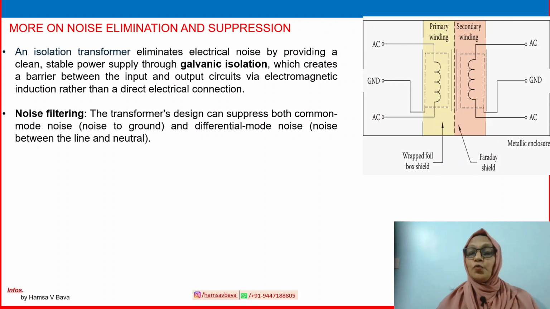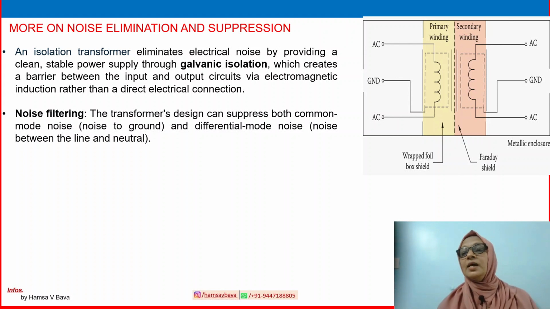Then in the case of noise filtering, as far as these passive components are concerned, the transformer's design can suppress both common mode noise and differential mode noise. Common mode noise means noise to ground. Here you can see in the primary and secondary, there is a ground connection, then phase and neutral. So noise to ground, that is the common mode noise, they can eliminate. Then what about the differential mode noise? That is noise between the phase and neutral. That also it can eliminate. So for noise filtering, these are used.